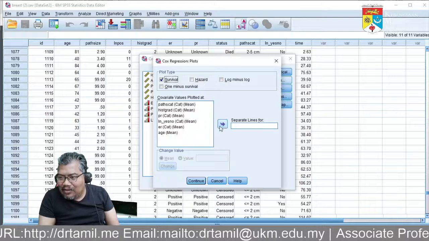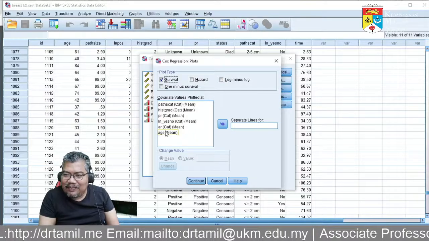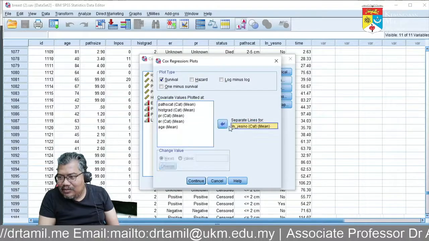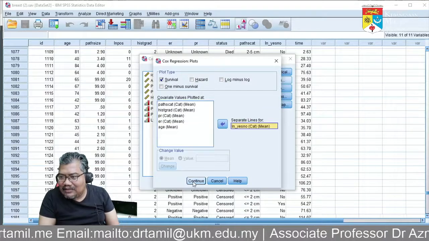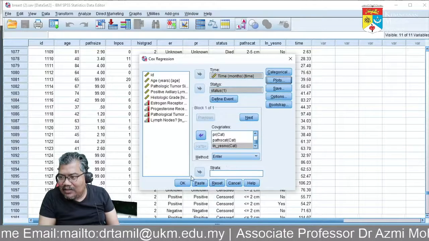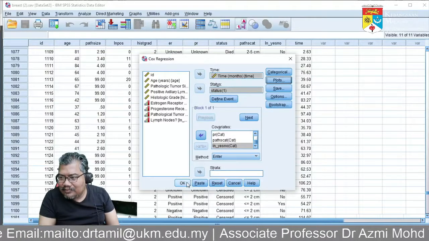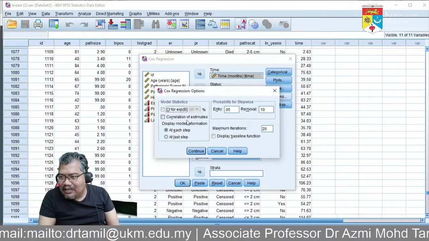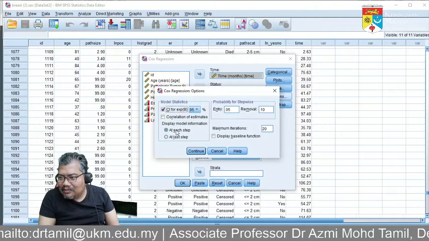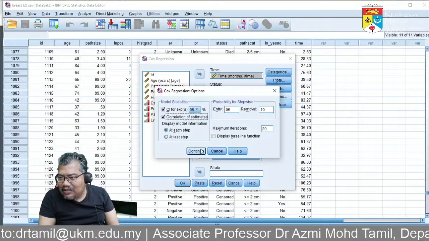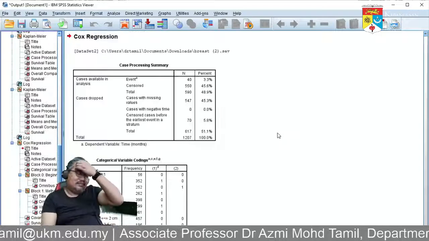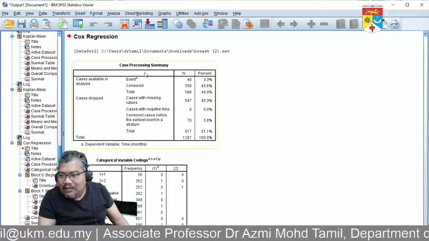Why? Because they ask you, do you want a separate line for what? You will see that it does not make sense. Continue. Click OK. Under options, you can get the 95% CI here. Correlation estimates. Click continue. Click OK.